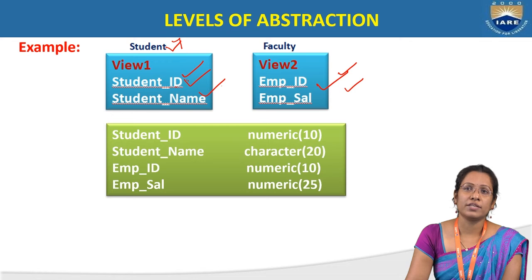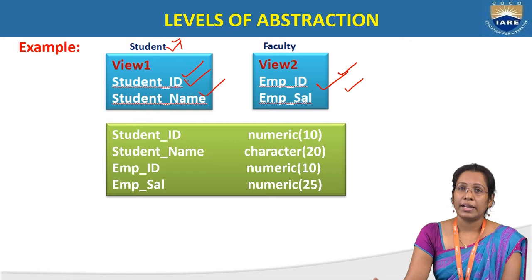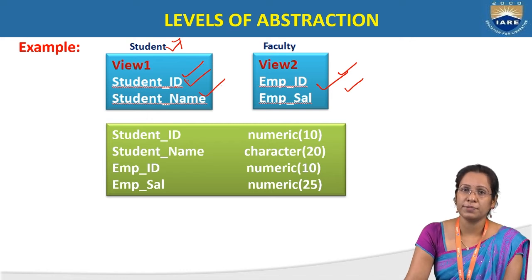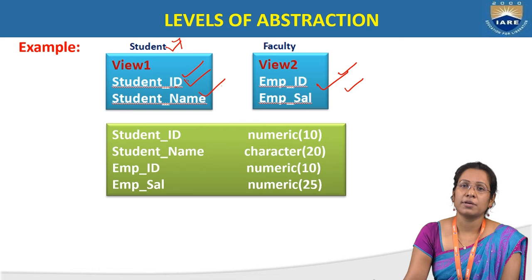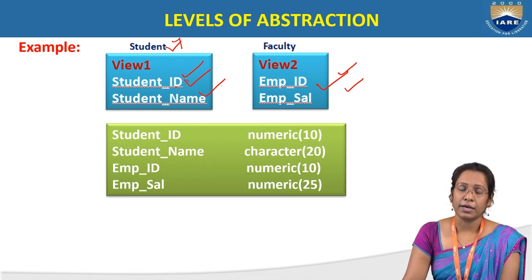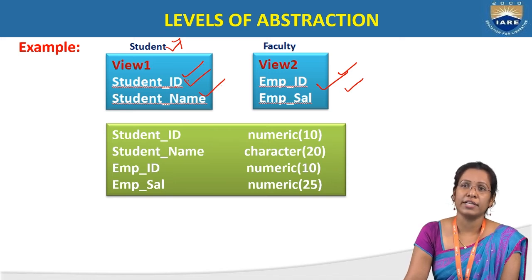And this is called the conceptual level. As I told, the conceptual level contains information about entities, attributes, relationships, and their data types. This conceptual level contains not only 4 fields, it may contain all the fields we have in the employee table and the student table. Suppose we have 100 tuples in the employee table and 50 tuples in the student table. All those tuples are denoted in the conceptual model. Here I have given only 4 names: student ID, student name, employee ID, employee salary.